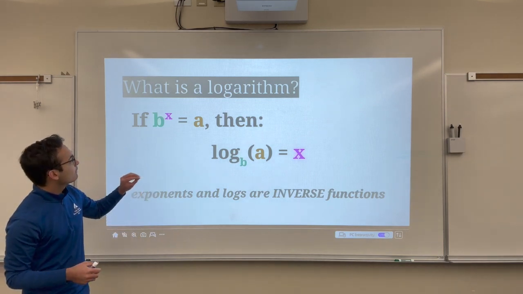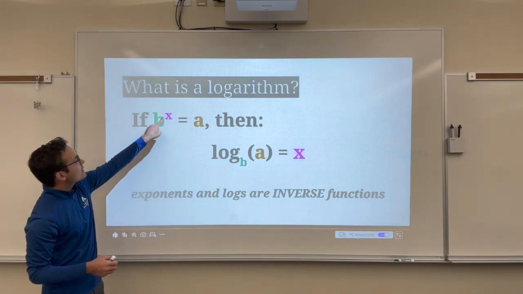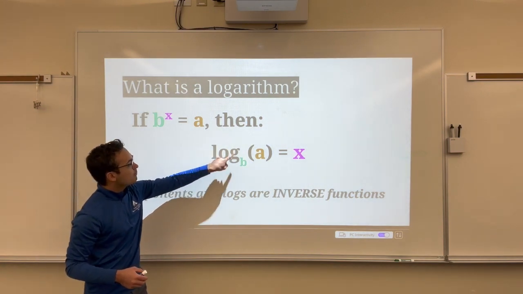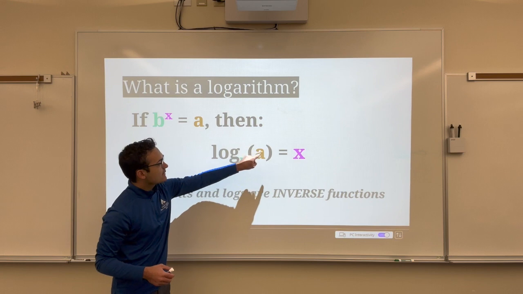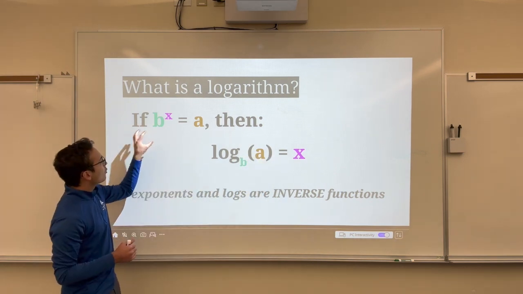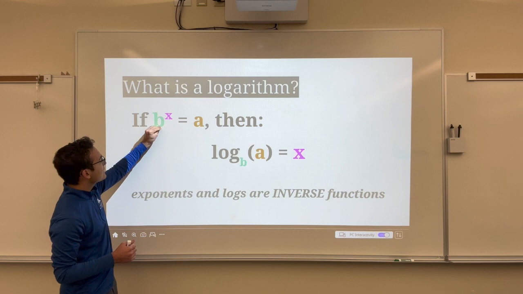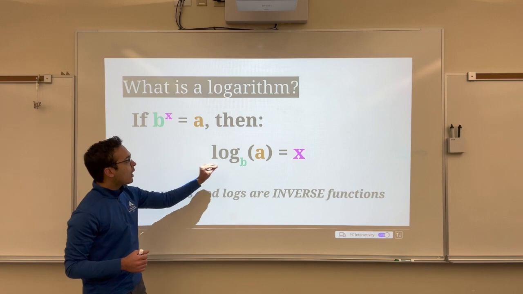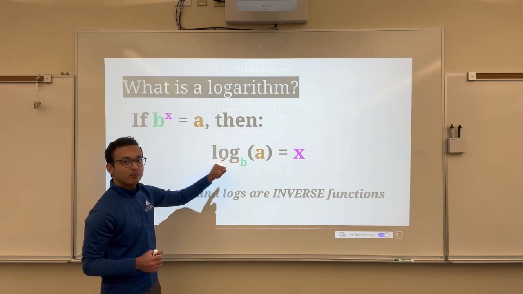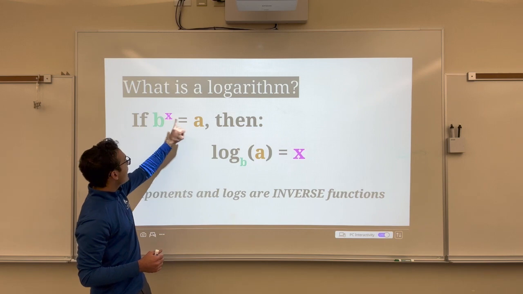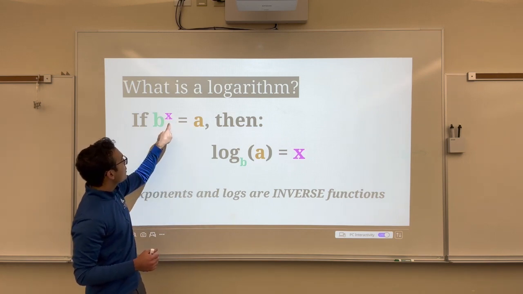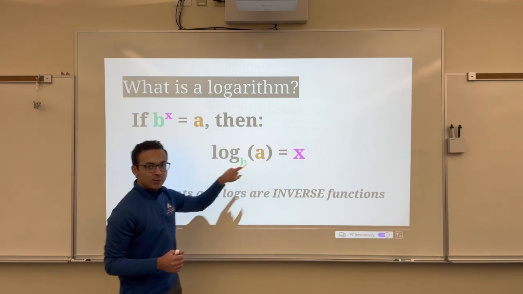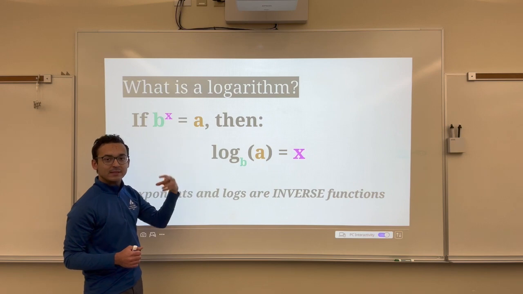So taking a look up here, if we have the equation b to the x is equal to a, then this statement is true. Log base b of a is equal to x. Up here we have our normal exponential function where we have some base, we raise it to a certain exponent, and we get our answer. When we have a log, we keep the same base, but we swap the exponent and the answer. So instead of the exponent being our input, our answer is now our input. Okay, so we are swapping the inputs and the outputs.